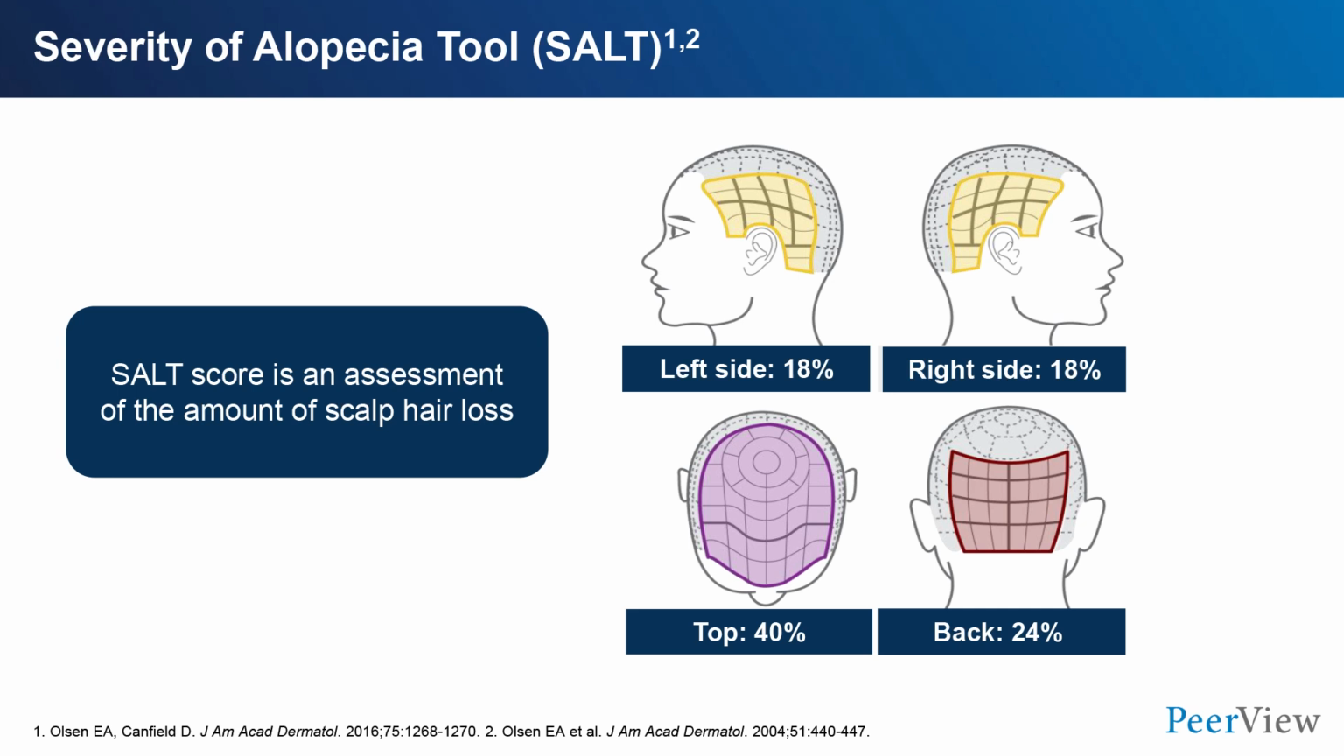What this score does is separate the scalp into 4 quadrants: the left side and the right side, each of which is 18% of the scalp, the top of the scalp, which is 40% of the scalp, and the posterior portion of the scalp, which is 24% of the scalp. Then you can use a later tool, which is sort of an addition to the original SALT score, the SALT score 2, where you can cut the quadrants into smaller squares to get a more specific amount of hair loss. This has been a really good tool to help us understand how medications work and how people respond to medications.